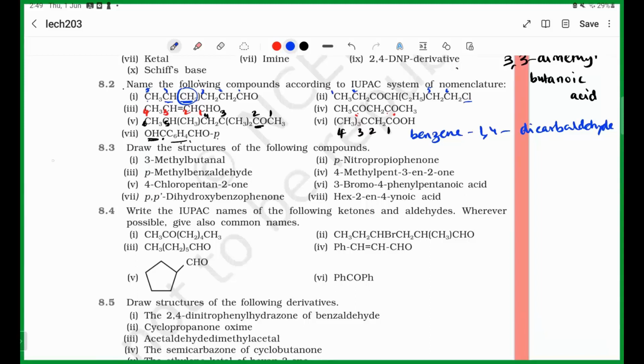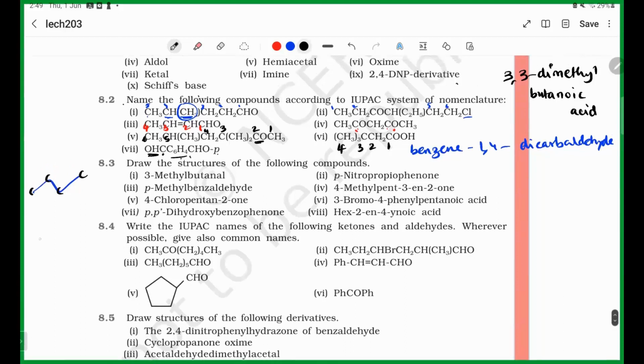Okay, now let us draw the structure for the following compounds. 3-methyl butanol. So butanol is like that. What I mean when I say this kind of structure is that there is a carbon atom at every corner, okay? Instead of drawing that, which takes a lot of time, I just draw this. Both of them mean the same thing. This is butane. If it has to be butanol, I have to add an OH here. Now it is butanol. 3-methyl: so there will be 1, 2, and 3. The methyl group is there. This is 3-methyl butanol.